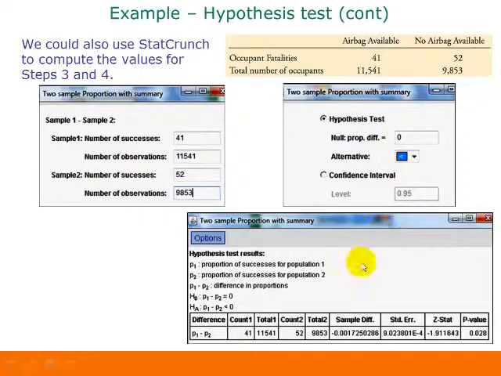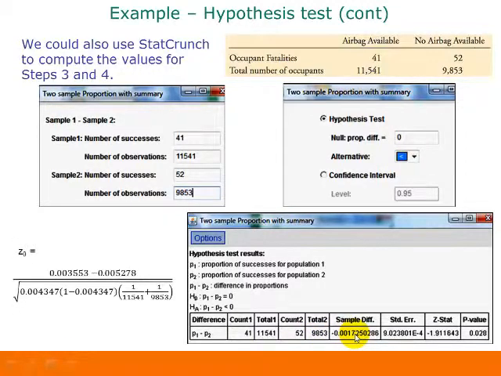And here's the result we would get. And notice this gives us a whole bunch of different pieces that actually are part of our formula in our test statistic. So we've got our number of successes and our sample size for each of the 2 samples. The sample difference, if we look at our formula, would be this part on the top: the first sample proportion minus the second sample proportion. So there's our sample difference.